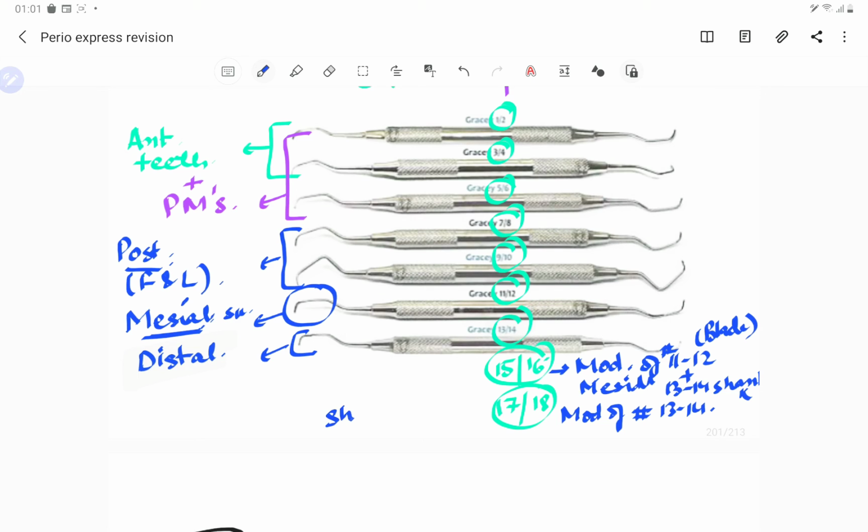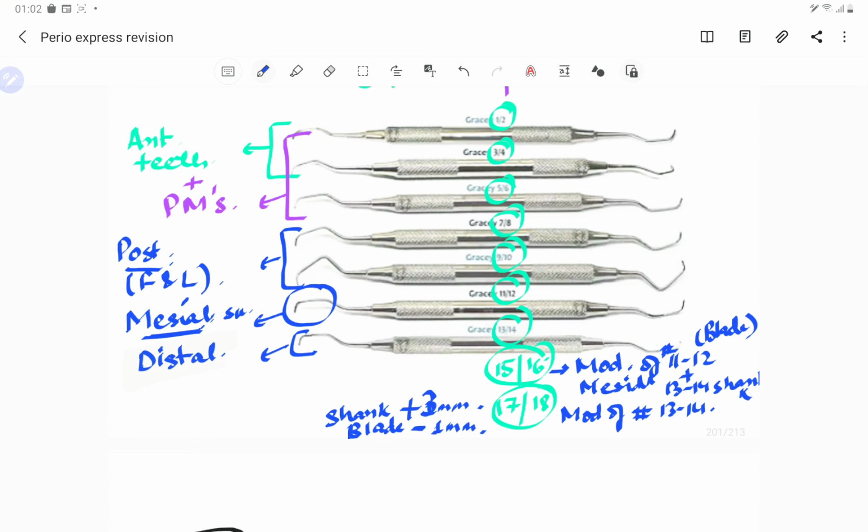So the shank is plus 1 millimeter for 17, 18, but the blade is minus. So the blade is shorter by 1 millimeter for 17, 18, which is the modification. So minus 1 millimeter. The shank is plus 3, it's not 1, it's 3 millimeter, and the blade is reduced or shortened by 1 millimeter.